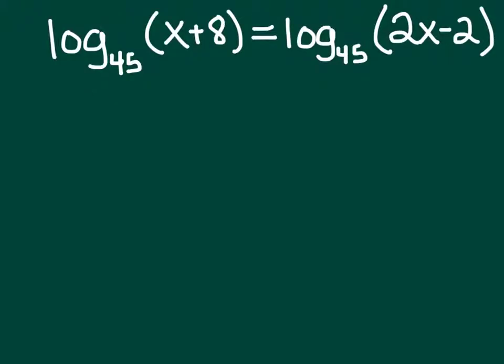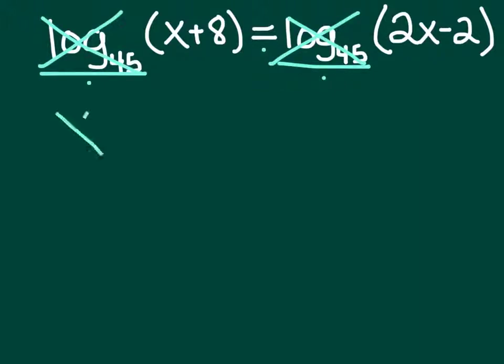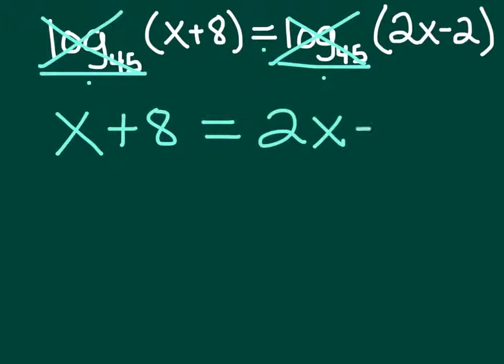Okay, this next example, we've got log base 45 of x plus 8 equals log base 45 of 2x minus 2. And I made it a gigantic base because it doesn't matter. This log matches this log, so we're going to cross them out. If these are the same and these things have to be equal, then x plus 8 will have to equal 2x minus 2 for the logarithms to equal each other.